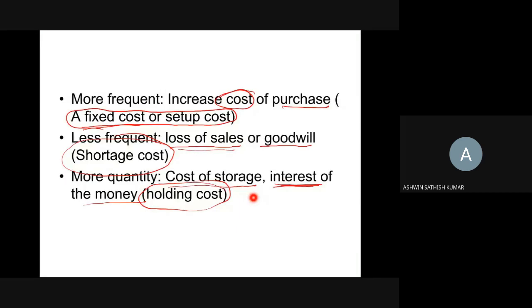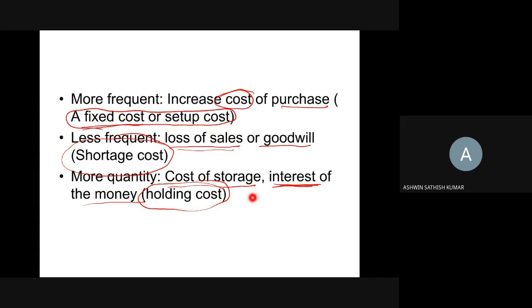Clear? Any doubt to understand what is the setup cost, shortage cost, and the holding cost? Because these costs now we will repeat again and again. So any doubt you have, you can ask anything in this. Anyone?